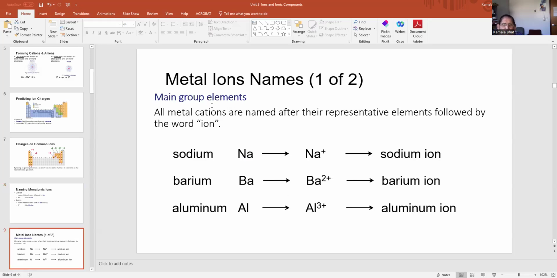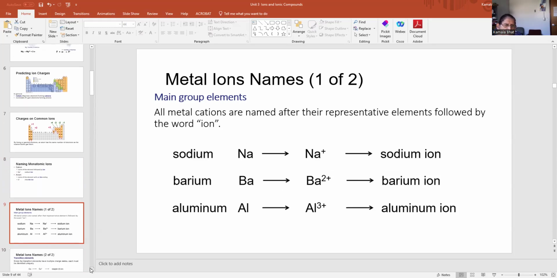Main group elements: all metal cations are named after their respective elements followed by the word ion. So sodium lost 1 electron, sodium ion. Barium lost 2 electrons, barium ion. Aluminum lost 3 electrons, and it is called the aluminum ion.